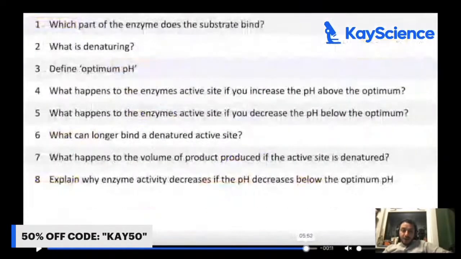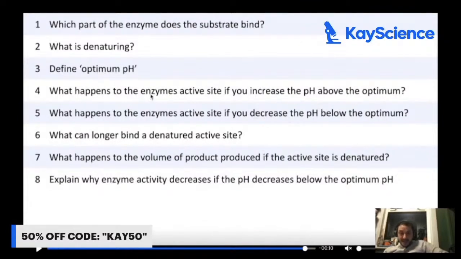I'm going to go through the questions with you. Which part of the enzyme does the substrate bind? That is the active site. What is denaturing? It is the changing shape of the enzyme's active site. What is the optimum pH? It is the pH where the rate of reaction is at its highest.